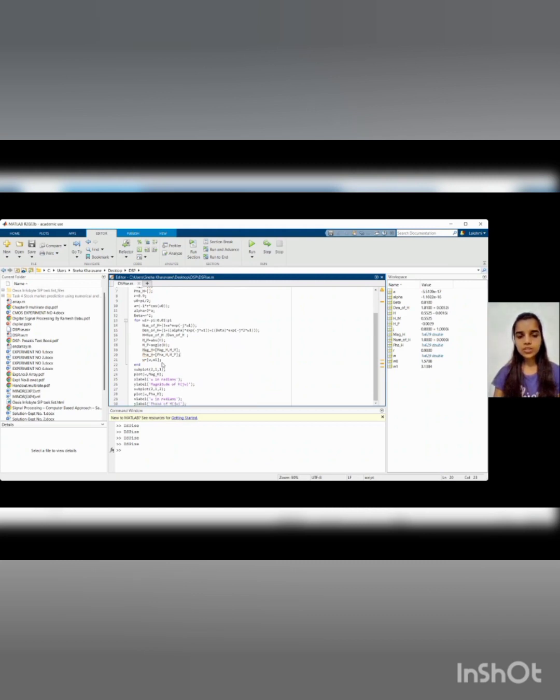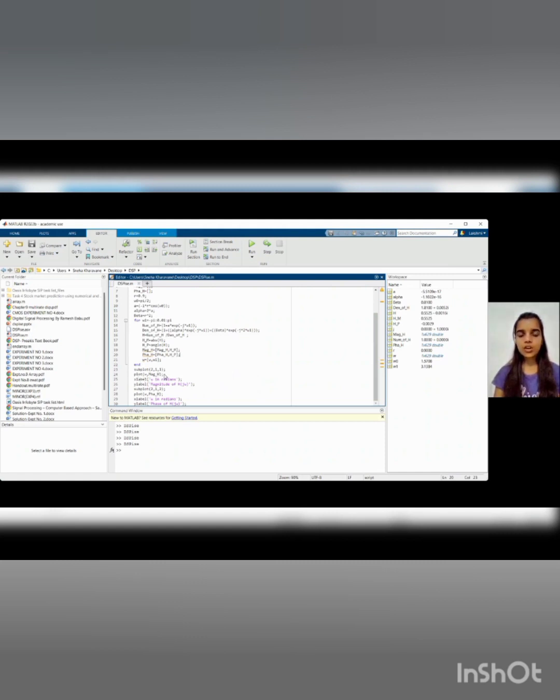Omega is equal to omega 1. This is the limit of phase angle. And subplot command is used for the plot of graph. In subplot, the first digit, 2, defines the number of rows. Second digit defines the number of columns, and third defines the number of graphs.